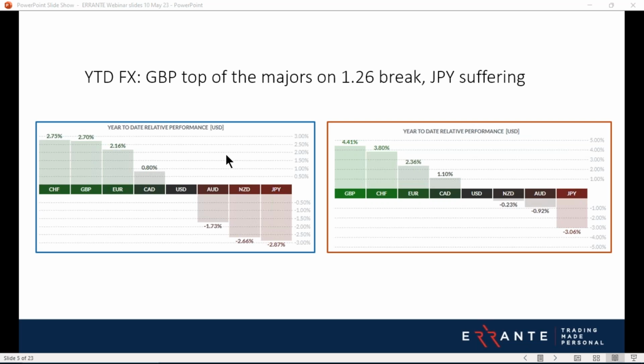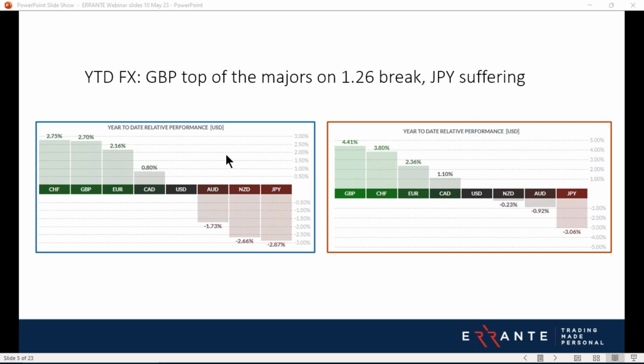You can see quite decent gains over the last few weeks as sterling has broken through 1.25, with 1.2447 the key level we looked at, then through 1.25 and 1.26, currently at around 1.2624. So interesting there.